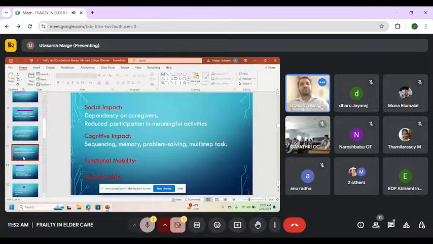Then the cognitive impact: sequencing of any task. Just for making coffee, we talked about sequencing. It starts with putting on the gas stove. The person is not able to know what to start with, how to end the task, termination of the task, and has issues with problem solving. He doesn't know which one to start with, whether to put in sugar, salt, or the coffee pot, or whatever it is. That's how cognitive impact affects even a simple activity. The person's functional mobility is impacted. ADLs and IADLs are impacted.